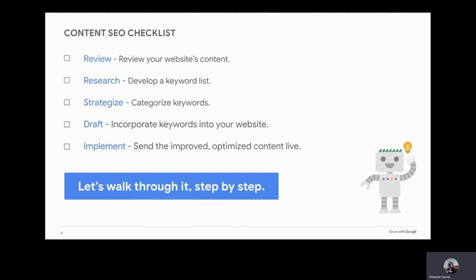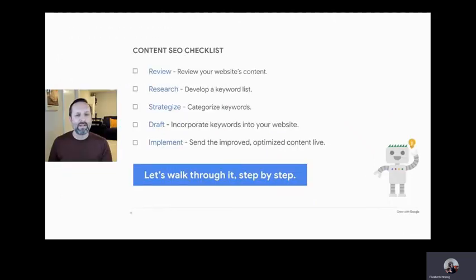Are you ready to incorporate content SEO strategies for your website? I broke the process into the following steps. Review your site's content, create a keyword strategy, categorize your keywords, incorporate those keywords into the links and body copy of your site, and implement the changes live. Let's walk through the process, focusing on one web page.